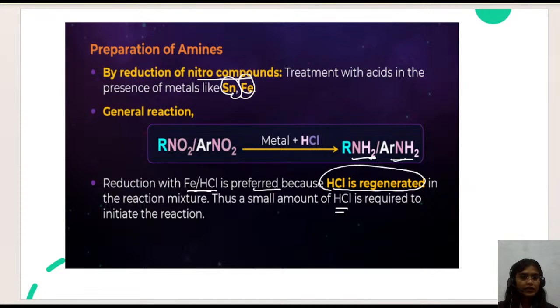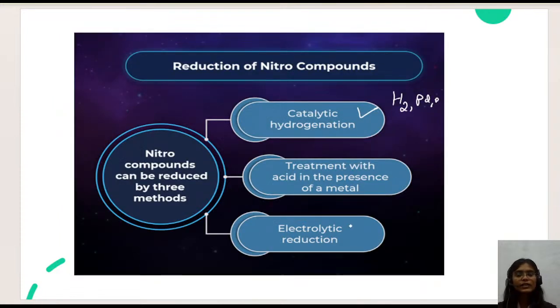Now let's see the last method in reduction, that is electrolytic reduction. If this word comes into the picture, electrolytic reduction, we are going to use the cathode and anode. But again, we are not going to discuss the cathode or anode. So let's discuss some very important parts. Yes, Fe and Sn. Fe means iron.